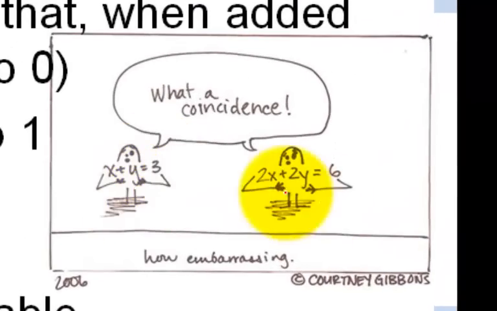Now look at this comic here. x plus y equals 3 is saying to 2x plus 2y equals 6, what a coincidence, how embarrassing. Well, it's like they're wearing the same dress, right? Because if we multiply this guy by 2, we get 2x plus 2y equals 6. So never want to be wearing the same dress to prom or anything.